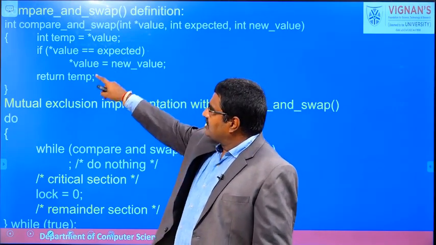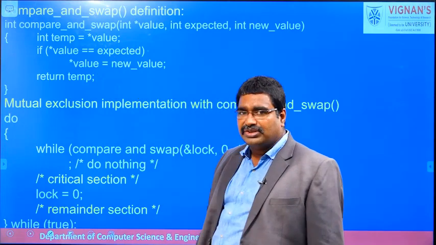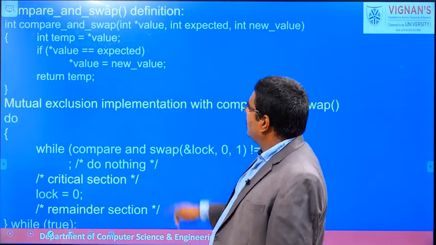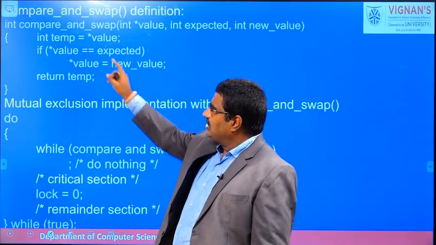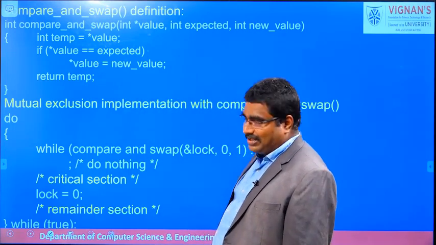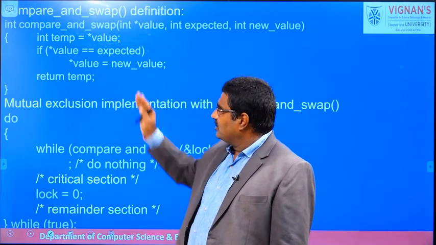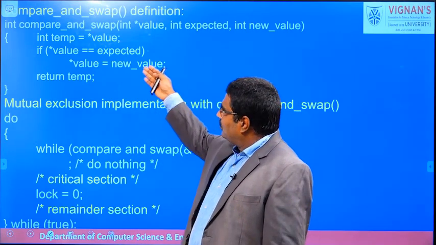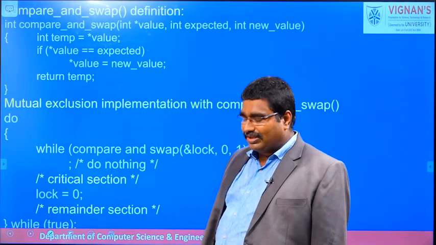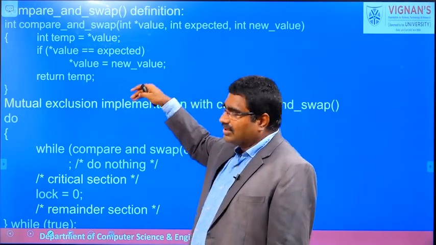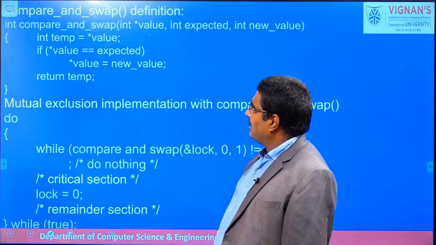Otherwise, its value is not changed. So what statements are used? We take temp as a local variable, and the value is assigned to temp, and we verify the condition. If value is equal to expected, then only the new value is assigned to the value. Otherwise, without changing the value, it directly returns the temp value. That is the information available in the value that is written by the compare and swap function.